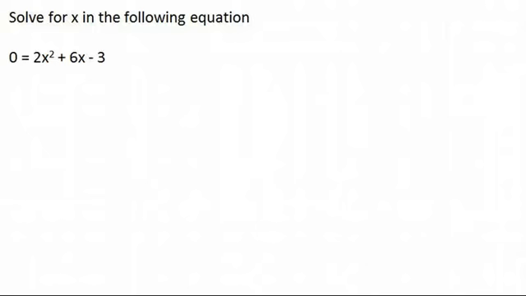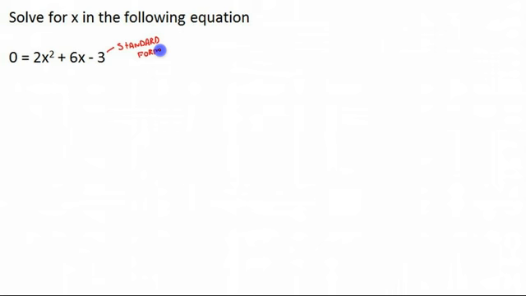In this video, I'm going to solve the following equation: 0 equals 2x squared plus 6x minus 3. But what I notice about this equation is that it doesn't factor nicely. So it is a quadratic, so I'd be inclined to try and factor the quadratic form and then solve for the two brackets. And this question has been nice to us because it's actually given it to us in standard form.